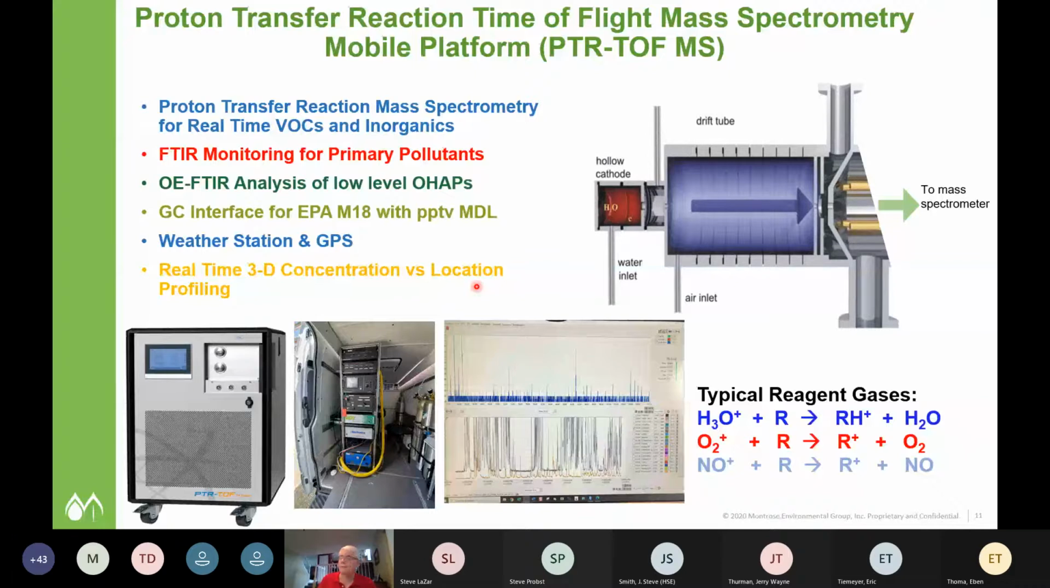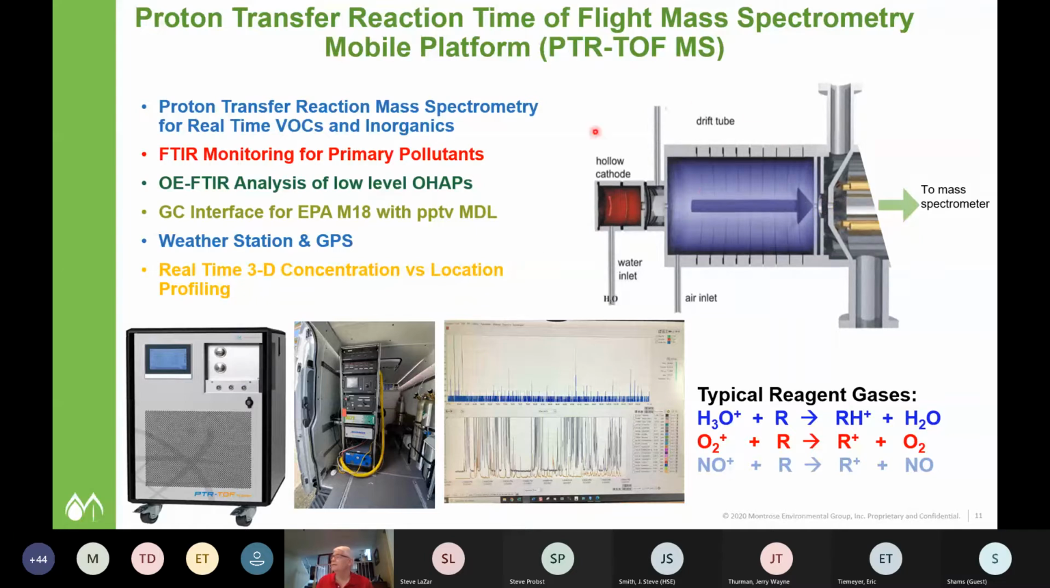And then also in this vehicle, we have a rack system that we can deploy regular FTIRs, optically enhanced FTIRs, TDL systems, cavity ring downs, whatever we want to put in the rack system, depending on what we're looking at.